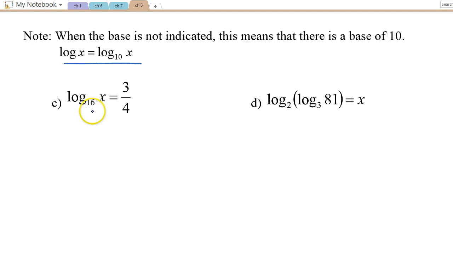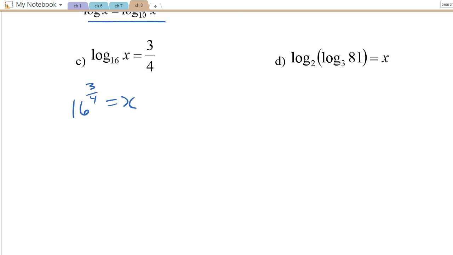Log base 16 of x is equal to 3/4. All right, so I will use 16 as my base, to the power of 3/4 is equal to x. Well, it looks a little funny here with this 3 over 4, but you remember how this works: this is the root and this will be the power. So I could write this as 16 to the third power and then a fourth root of it, right?